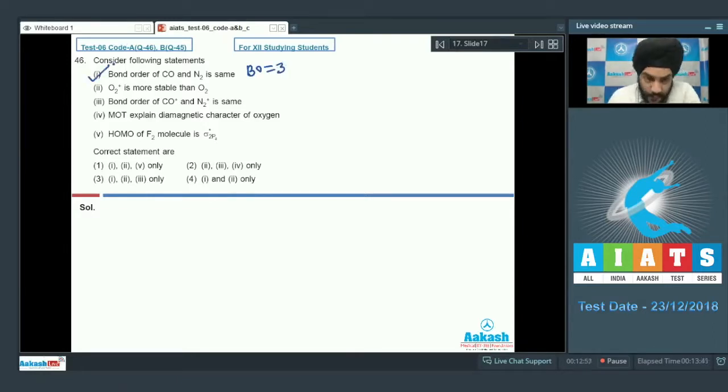Let us look at the second option now. O2 plus is more stable than O2. Students, we have O2 having a bond order equal to 2 and we have O2 plus which is having a bond order of 2.5. So students, the second statement is also correct.